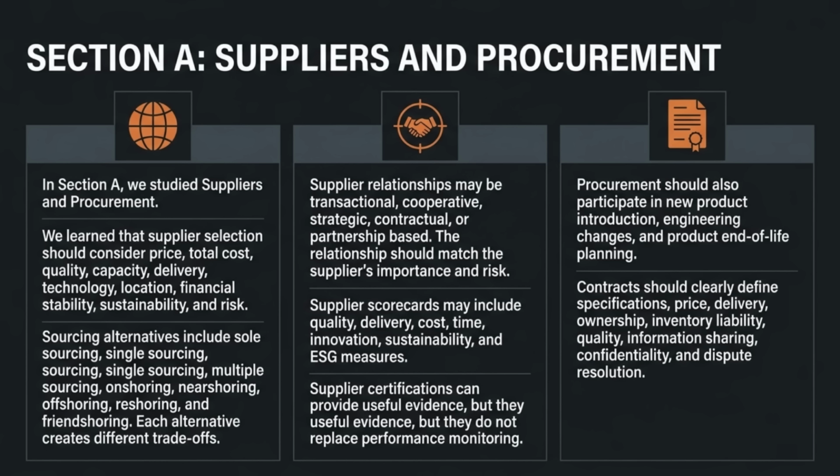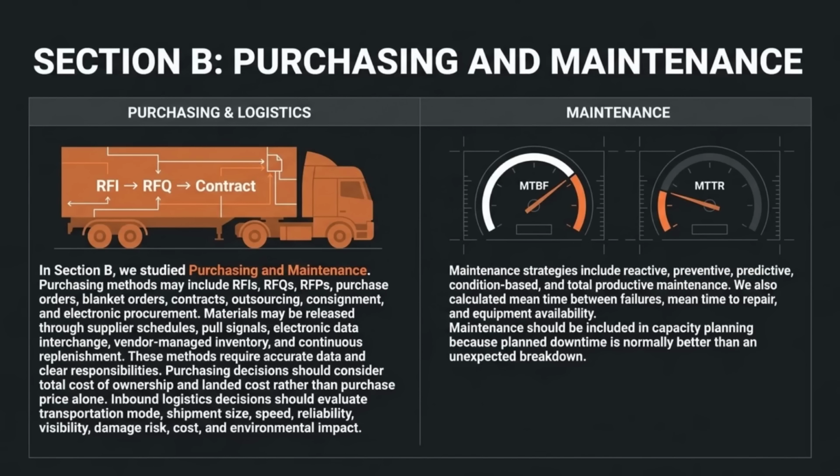Procurement should also participate in new product introduction, engineering changes, and product end-of-life planning. Contracts should clearly define specifications, price, delivery, ownership, inventory liability, quality, information sharing, confidentiality, and dispute resolution. In Section B, we studied purchasing and maintenance.